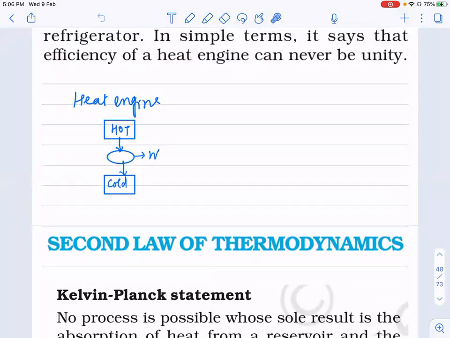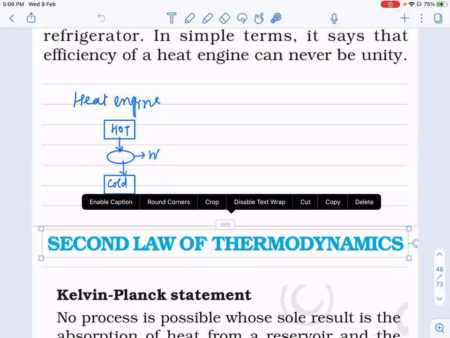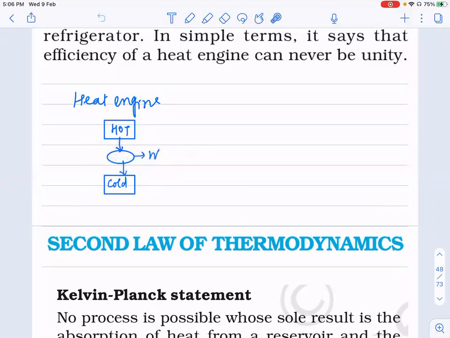Suppose we are showing the block diagram of a heat engine in which there is the hot source which will supply the heat, for example Q1, to the working substance. Here will be some working substance, and W will be the work done and Q2 is the heat rejected. All right, so some input is there, some output, and some of the heat is rejected to the surrounding or cold reservoir. Okay.